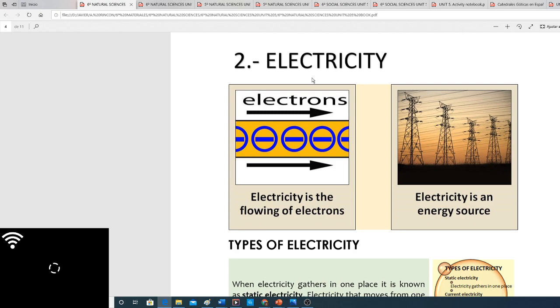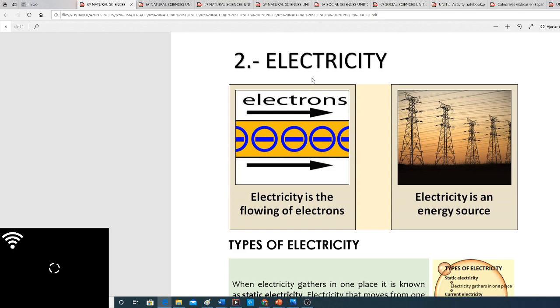The most important thing about electricity is the definition. Electricity is the flow of electrons. Not only that, but electricity is a kind of form of energy, and any other form of energy can be transformed into electricity. And electricity is what we normally use to live, to use energy.